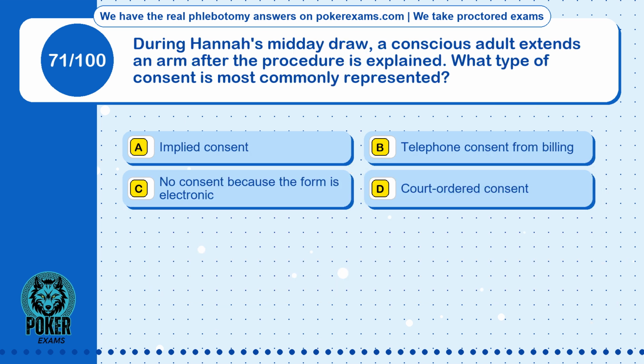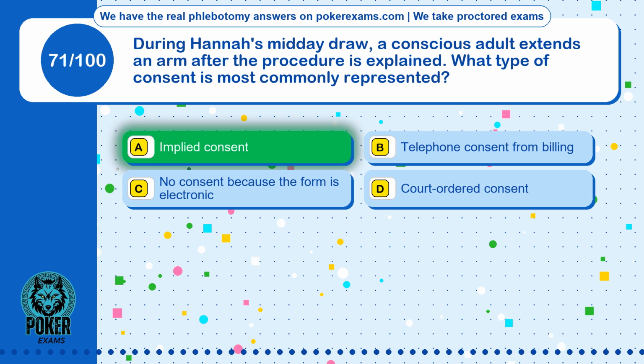Question 71. During Hannah's midday draw, a conscious adult extends an arm after the procedure is explained. What type of consent is most commonly represented? Option A. Implied consent. Option B, telephone consent from billing. Option C, no consent because the form is electronic. Option D, court-ordered consent. The correct answer is option A, implied consent.